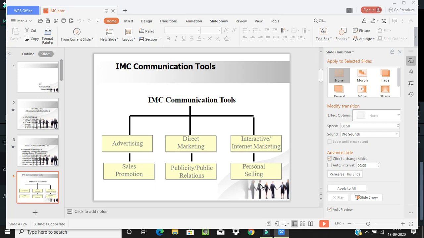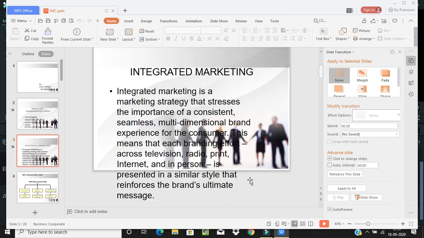First, let me explain what we mean by IMC. It's integrated marketing communications, where it is the duty of the marketing people or the marketing department to focus from the starting point of manufacturing to the last end point, that is the sales, that means purchases of the product by the customers.